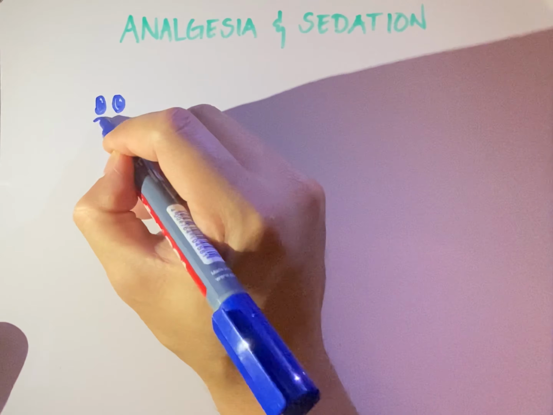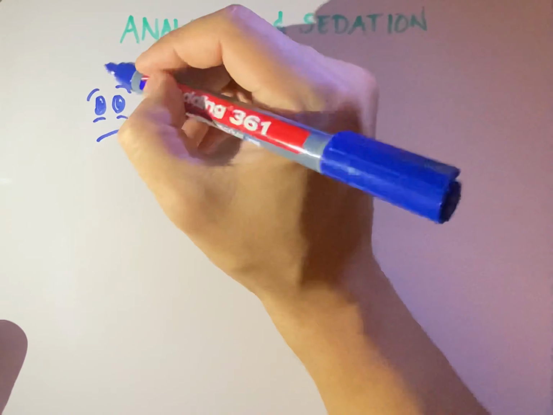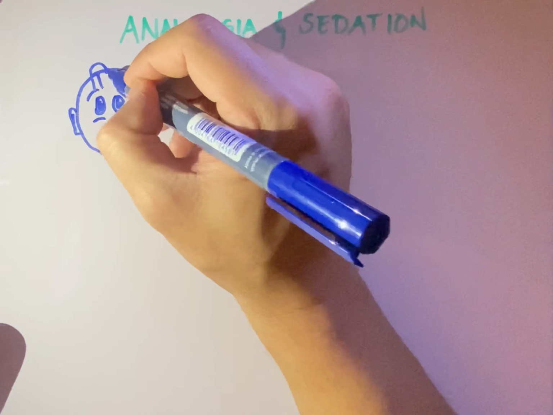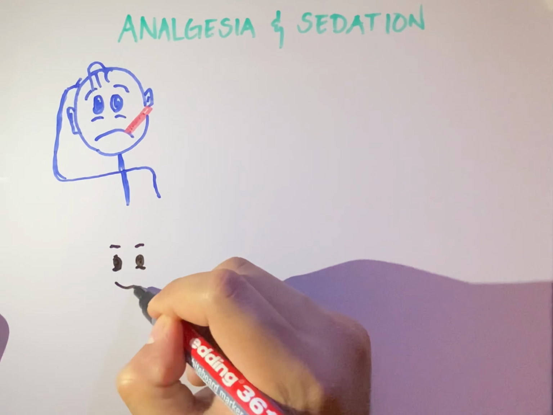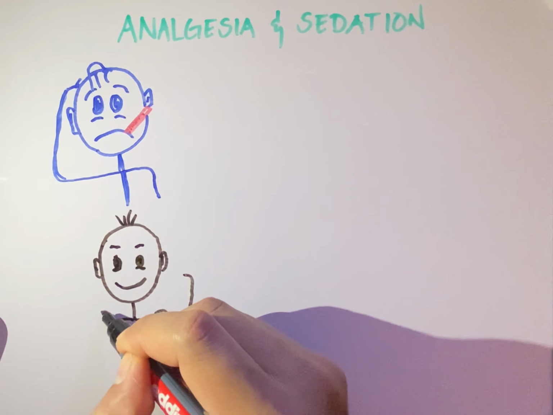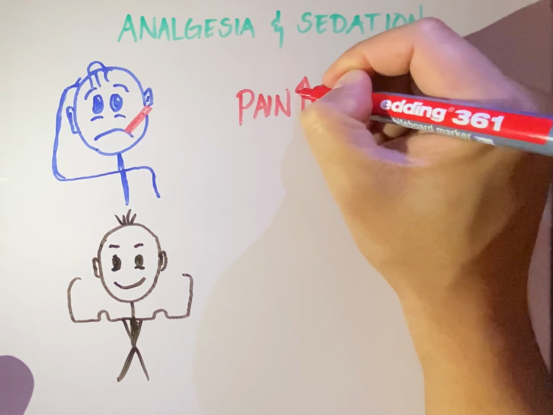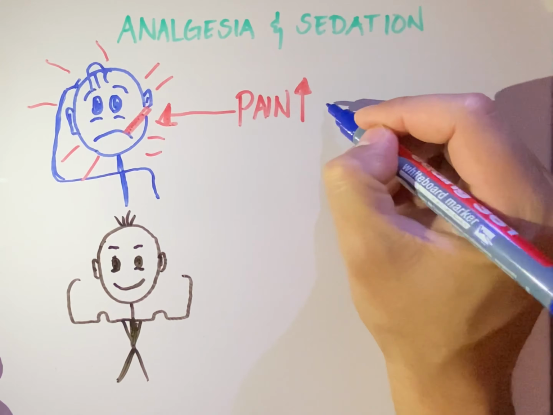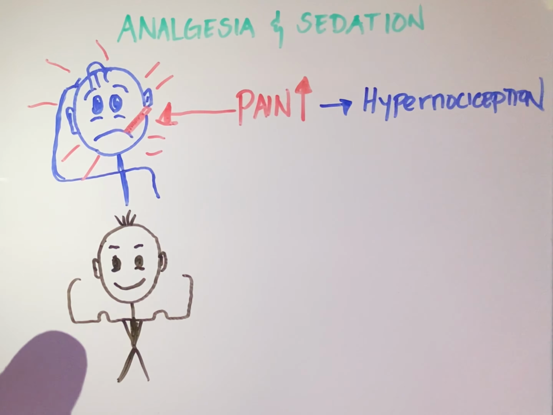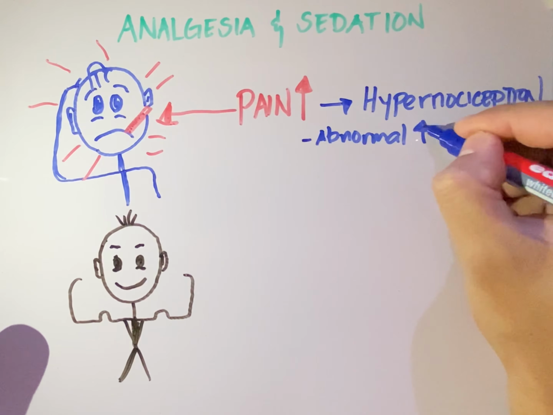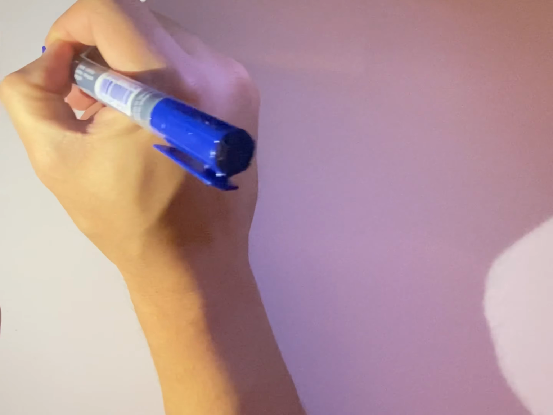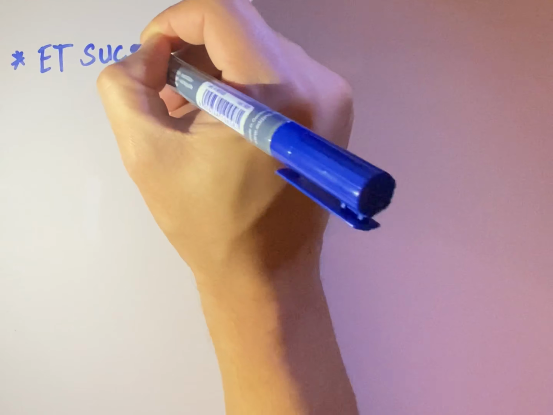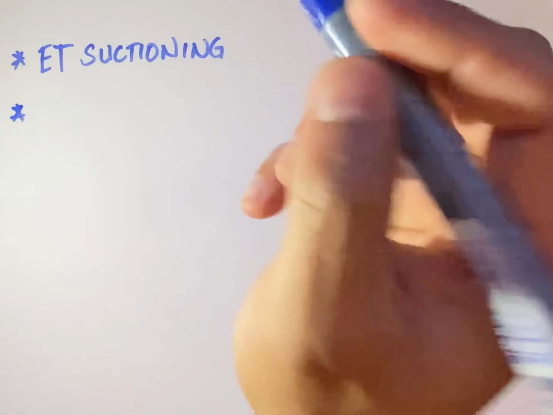Let's continue on our topic, the analgesia and sedation in the ICU. As we know, critically ill patients are more sensitive to pain than healthy individuals, and this is known as hypernociception, which is an abnormally increased sensitivity to pain. Common nursing procedures such as endotracheal suctioning and being turned in bed, for example, are two of the most painful experiences for the ICU patients.